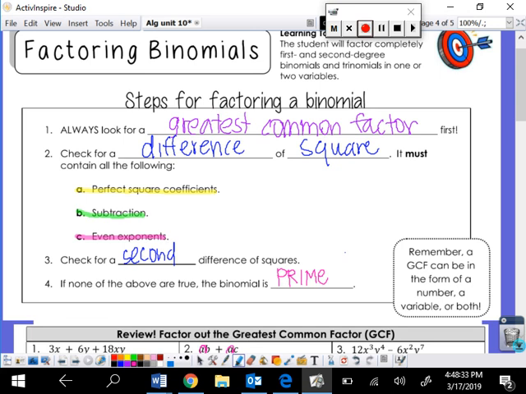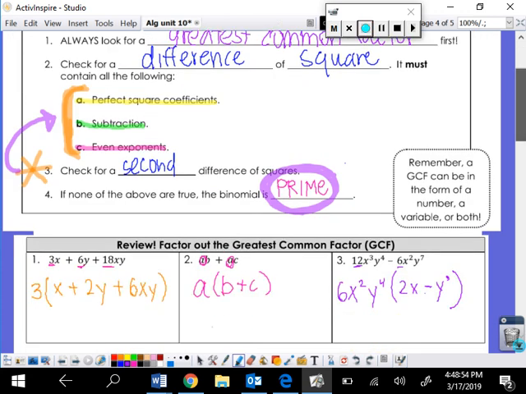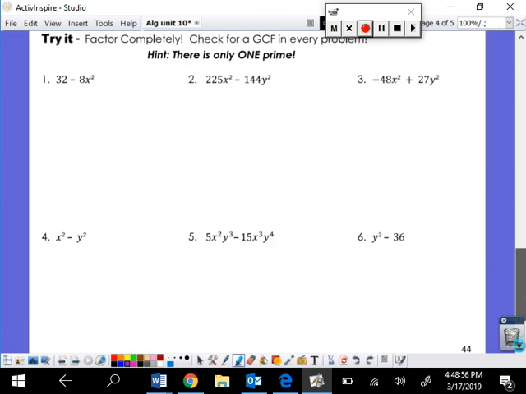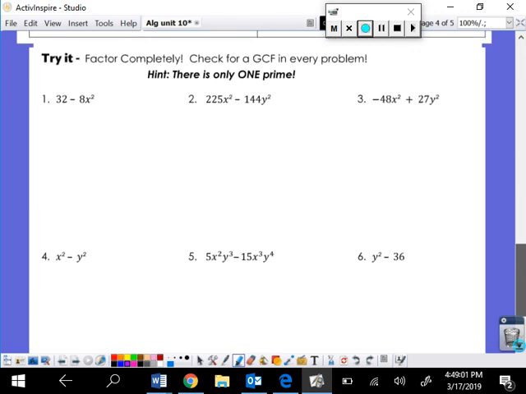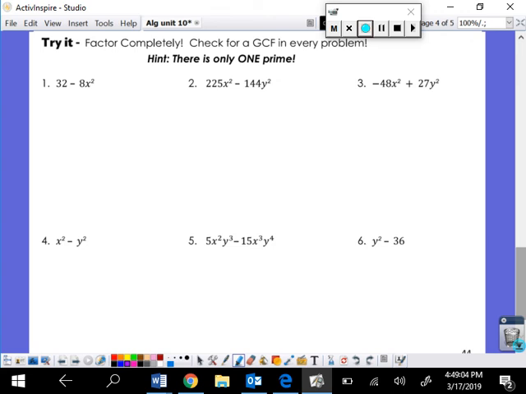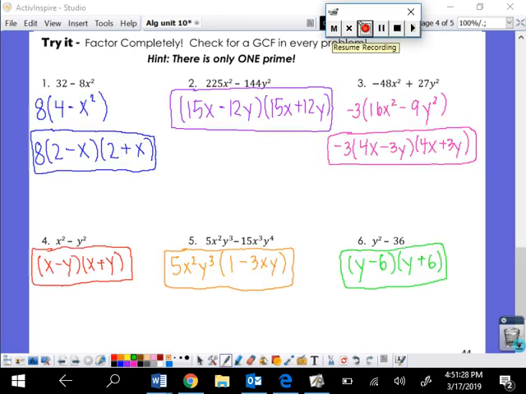Okay, once you do those 3 things, you then want to go and check for a second difference of squares. So then you would be repeating those steps. Okay, and then if you can't do any of that, then you have a prime binomial. So if you will, pause this video and work on the first 6 triads on your own. Then unpause the video and check your answers. Okay? So pause the video now and then work through the problems and check your answers once you are done.